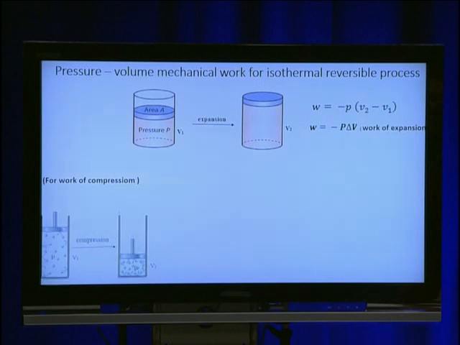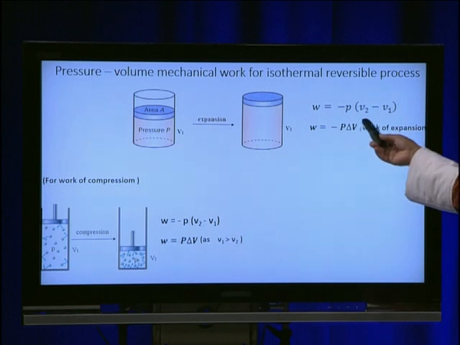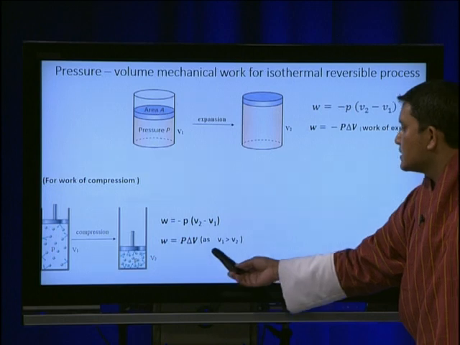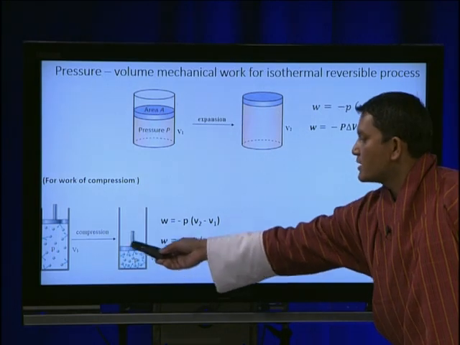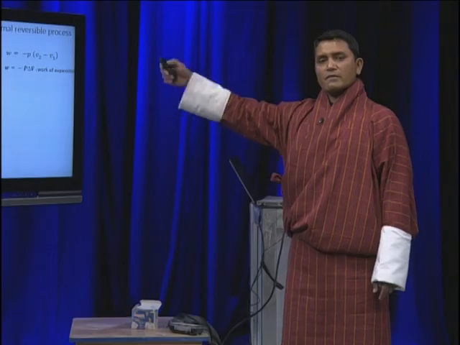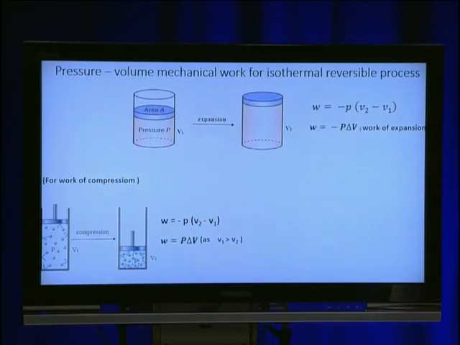Now, for compression we can have the same expression as we have seen here, but what we are seeing here is that V2 is lower than V1, therefore, it becomes positive. So, if it is positive here, this will indicate that it is the work of compression. In both the cases, the work is being done. In the first one, we have work of expansion with negative sign, and here we have work of compression with positive sign of the work done.